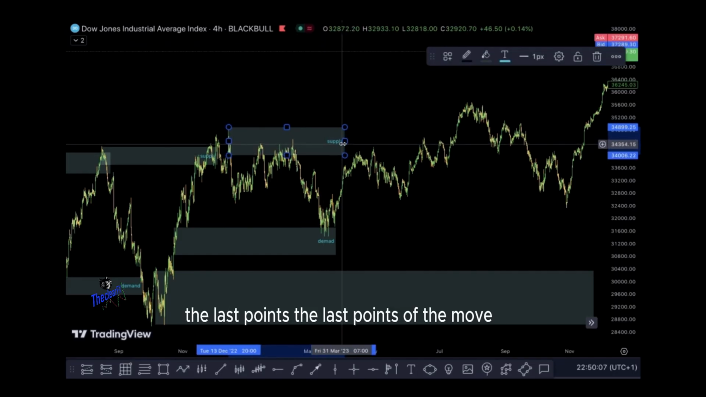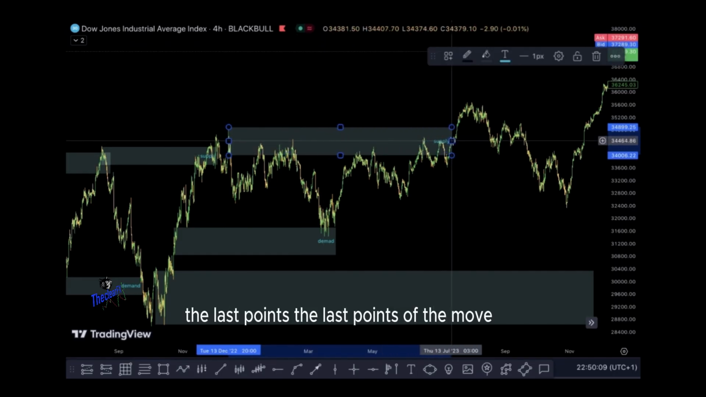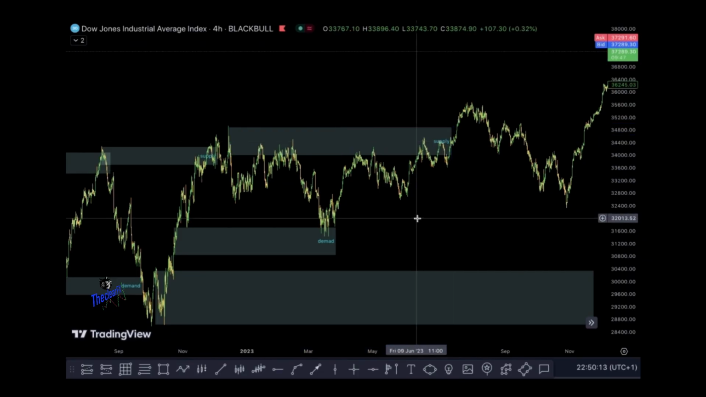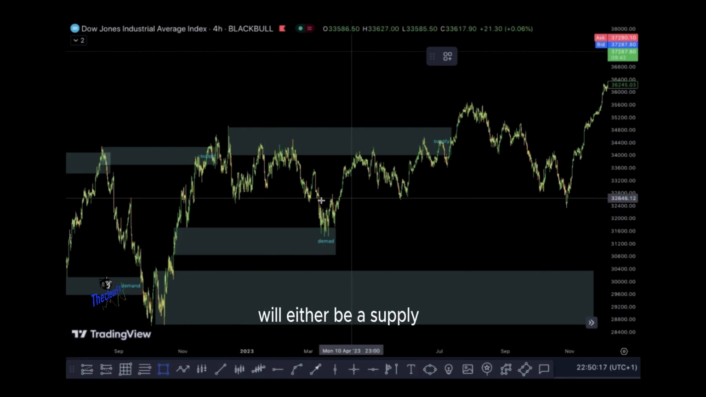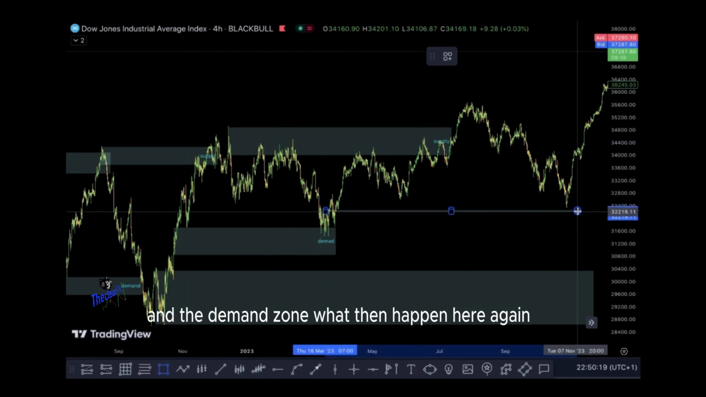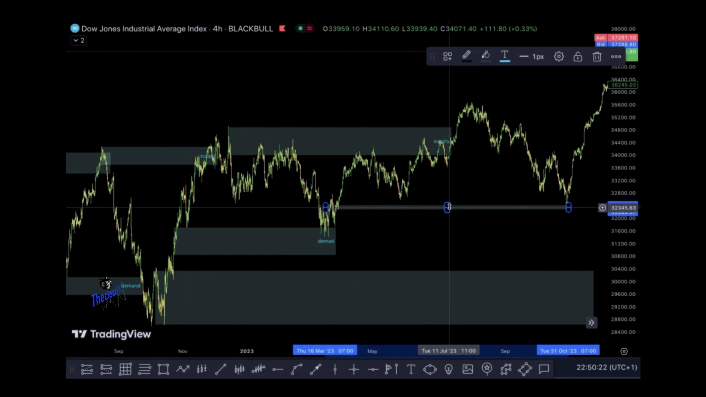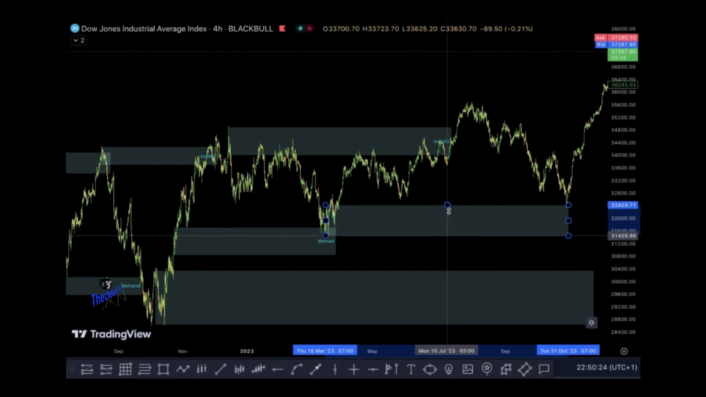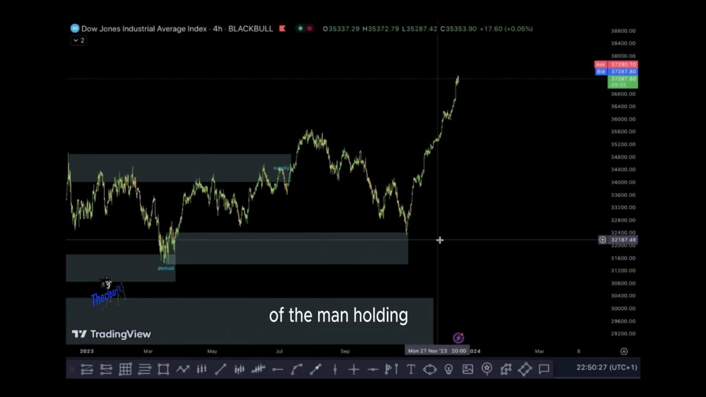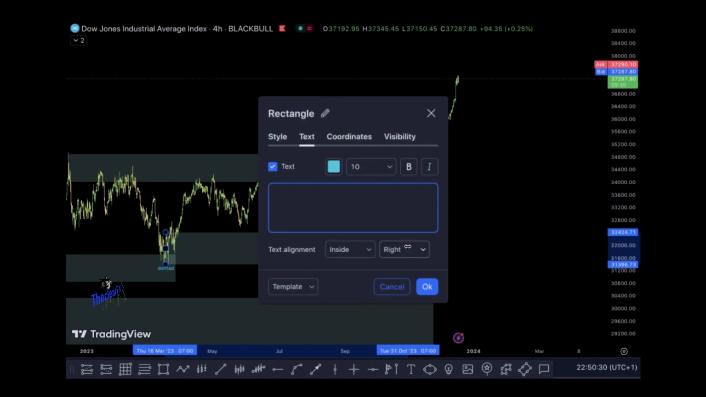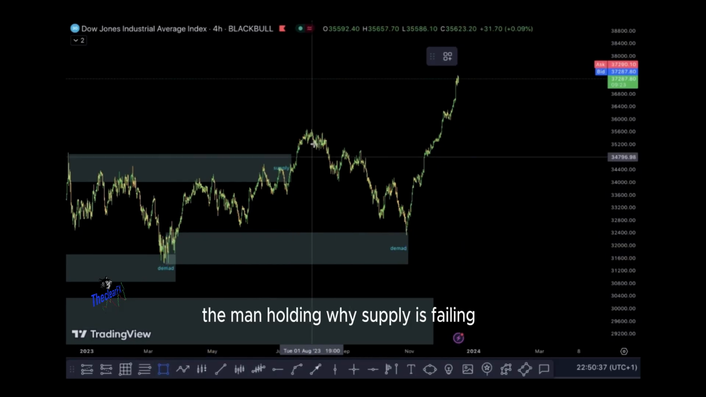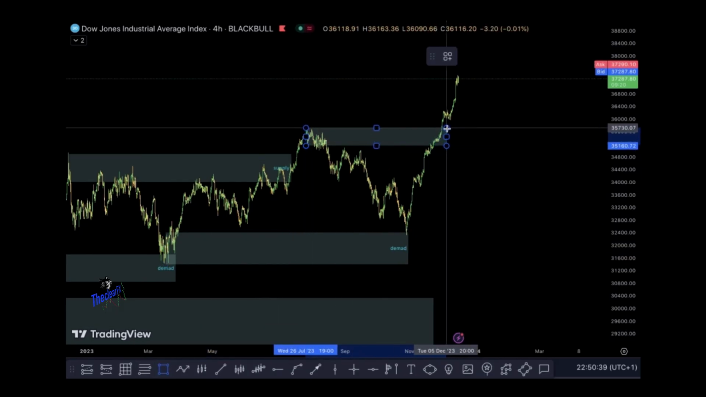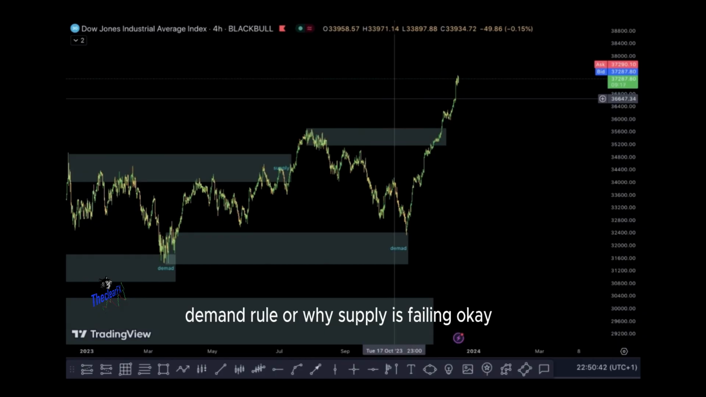The last point of the move and the beginning point of the move will either be your supply and the demand zone. What then happened here again? We still have some move of demand holding. Demand holding while supply is falling.